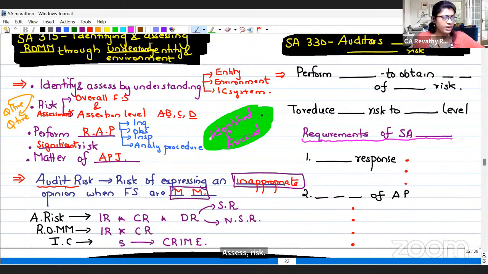So once you have identified and assessed risk, will you qualify? Will you modify? Tell me. You will try to respond. Reduce the risk to an acceptable low level. Right. For that only you have essay 330. So that's why we said we'll do 315 and 330 one after the other. So will you take rest for 1 minute and then do 330?